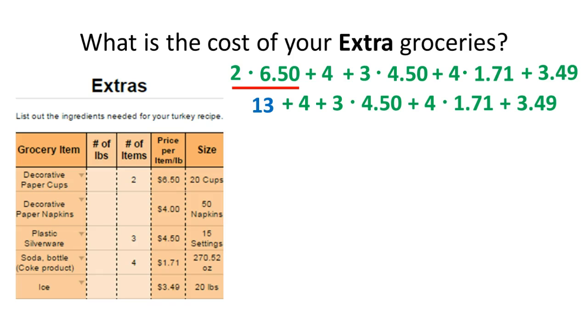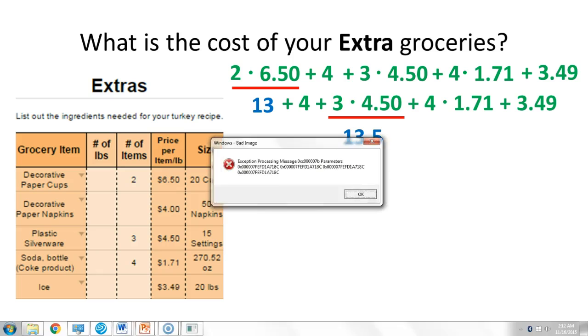Because there were a couple of instances where I had to buy multiples of items like cups, silverware, and soda, I know that there's a couple instances of multiplication, so I can't start adding yet. I need to find 3 times 4.5, my next multiplication or division from left to right. 3 times 4.50 gives me 13.5. I underline, evaluate, and then I bring everything else down.